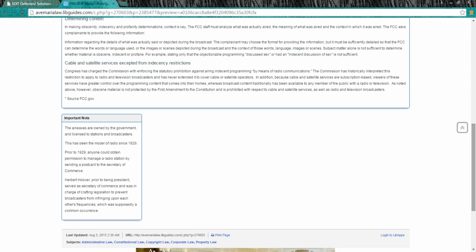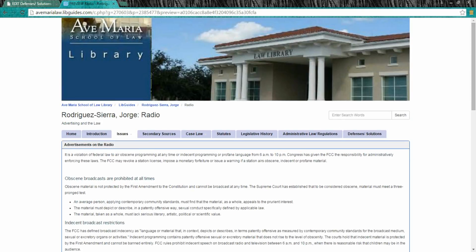And what happened was people were using the same frequencies in radio because all you had to do to get a radio station was to send a postcard to the Secretary of Commerce. People were getting radio stations with the same frequencies, and they were basically broadcasting over one another. To help alleviate this issue, they tightened up the standards and organized it a little more so people weren't tripping over each other's toes.